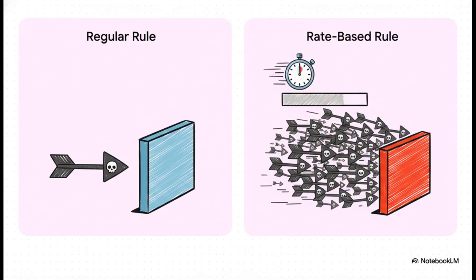A regular rule is what we just talked about. It matches a specific pattern. But then you have a rate-based rule, which adds time into the mix. It says, hey, if you see traffic that matches these conditions and it's sending more than, say, 1,000 requests in 5 minutes, then block it. This is your main defense against brute force attacks and denial of service attempts.